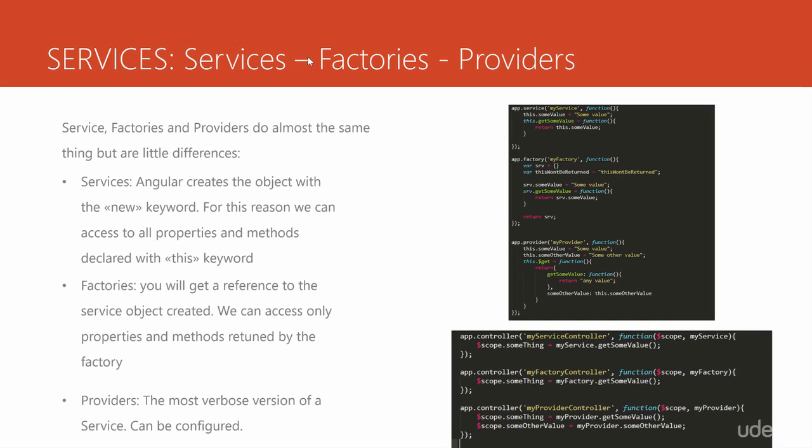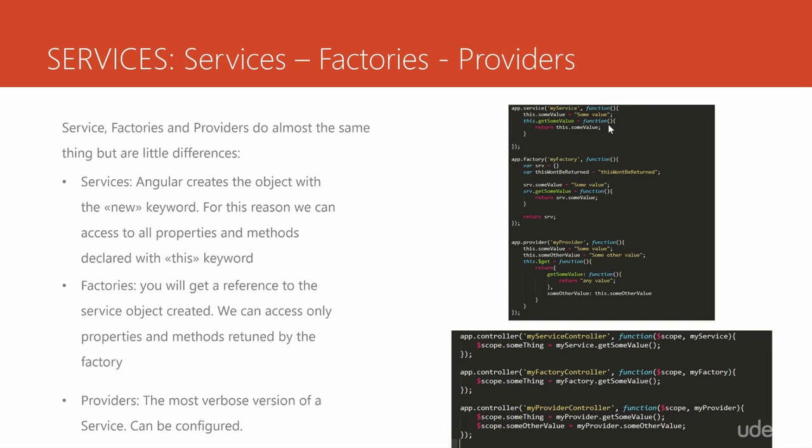We have different ways in Angular that we can use to create our services. Angular calls them recipes. So basically they do pretty much the same thing, but there are small differences that we need to look at. So first of all, we can create a service as a service. So we use the service function, and we do app.service, our service name, our function with eventually an injection. And then we can reference our property, declare our property by using this dot some value equals some value. And then for function, we have this dot get some value and the function implementation.